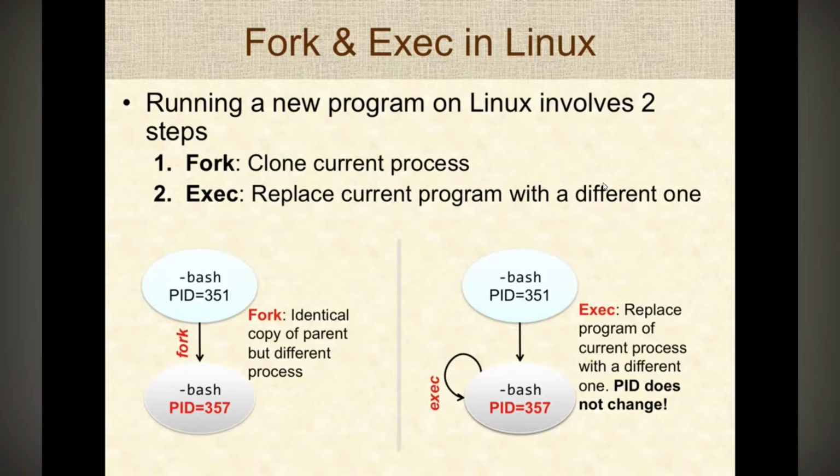Next, the child process will call exec or one of the family of exec system calls to replace the currently running program with a different one. For example, here let's say bash wants to run the ls command, then it'll replace itself with the ls program by calling exec. Note that here the program changes and the virtual memory layouts change, but the process ID does not change.